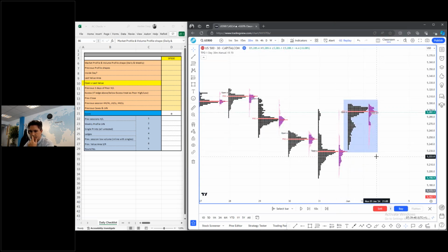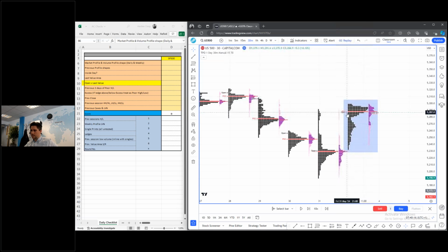Now, a P-shape is suggesting that we are accepting and spending significant time at higher prices. We didn't like trading down at the lows. If we didn't spend much time down there, it implies there was quite aggressive buying, driving the price to the highs. And as we spent time at the highs, that implies there's not really anybody sat up here trying to drive the price lower. We are accepting these higher prices.